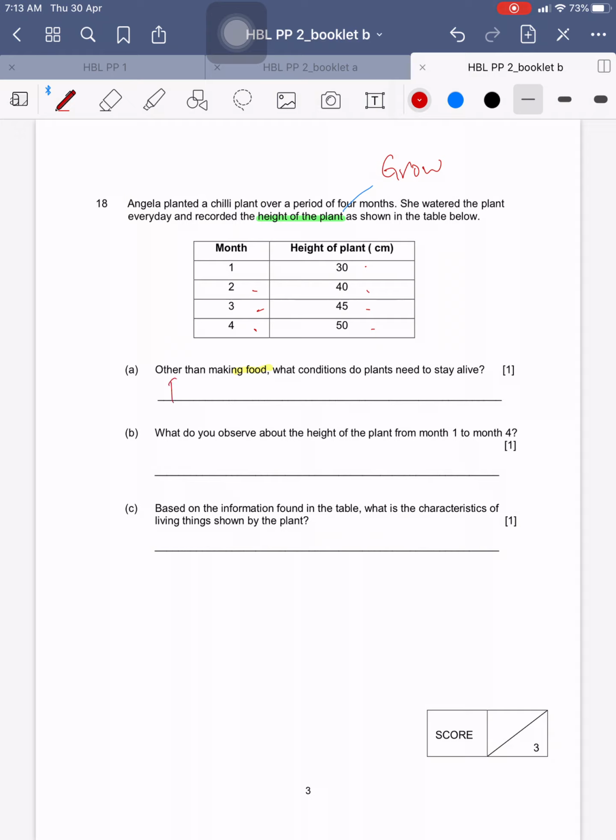So we also understand that plants, they need air and water. So you cannot mention about food already because you already mentioned that here. Okay, so part B, what do you observe about the heights? The height of the plant from month 1 to month 4. So we can say that the height, we are referring to the height of the plant, increases. Alright?